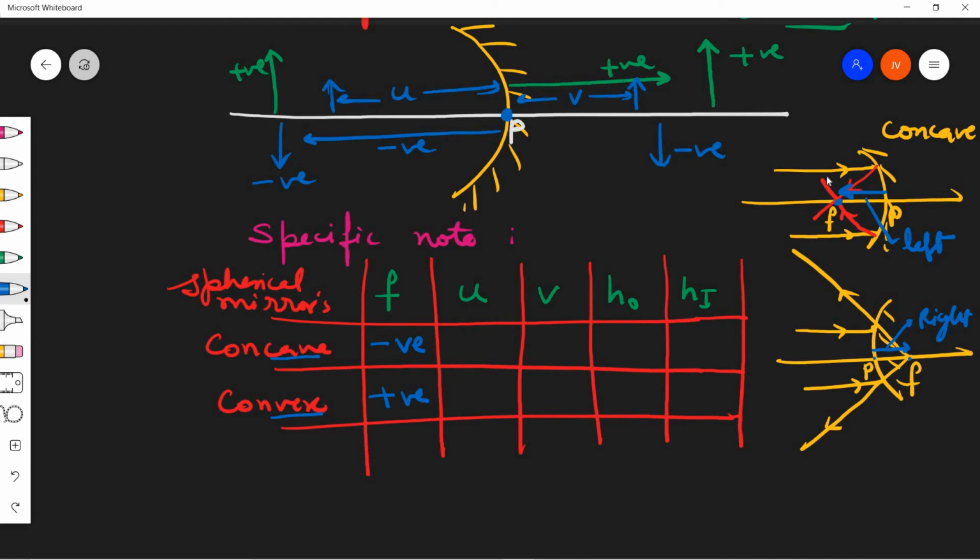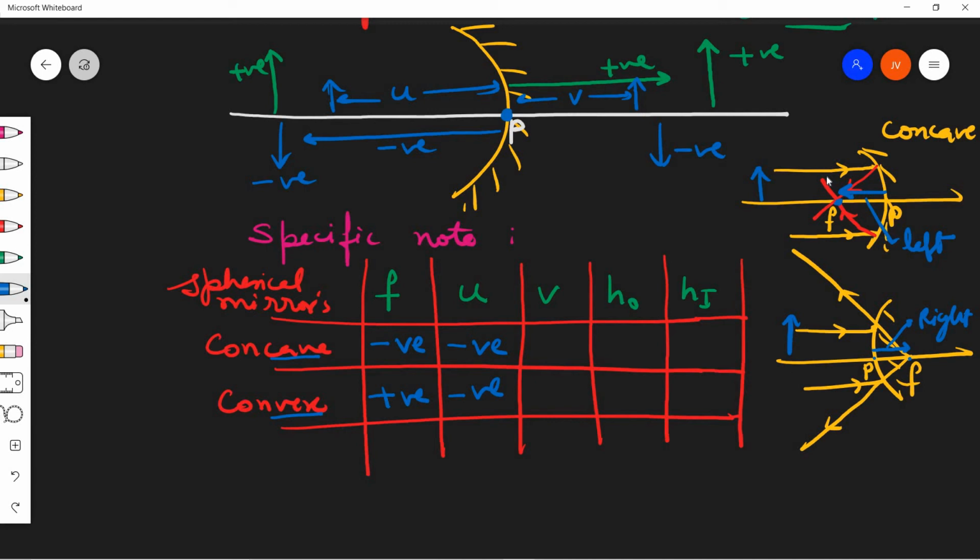Now, the important part of a sign convention is object. The reflecting surface always must face left side. That means the object is always placed to the left of the mirror. And left means all distances to the left side are taken negative. So always keep in mind that object distance, whichever be the mirror or lens, is always negative for spherical mirrors and lenses.